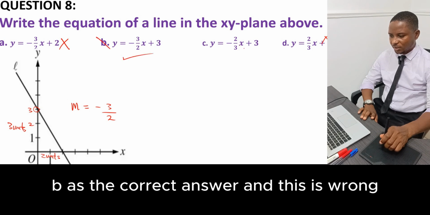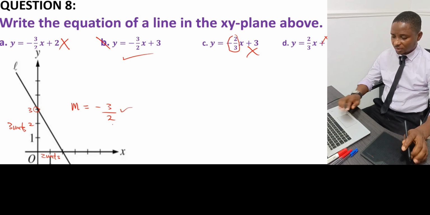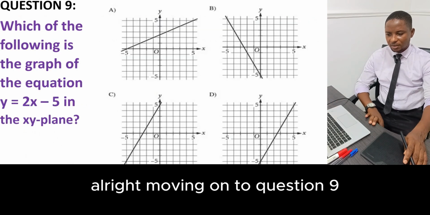And this is wrong. Why is it wrong? Because here is 2 over 3. But what I got is negative 3 over 2. Are we together? All right. Moving on to question 9.